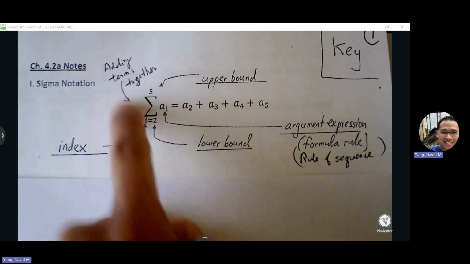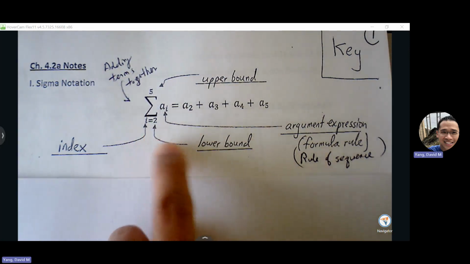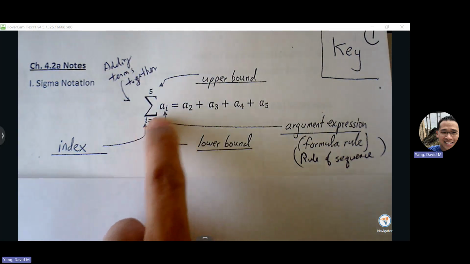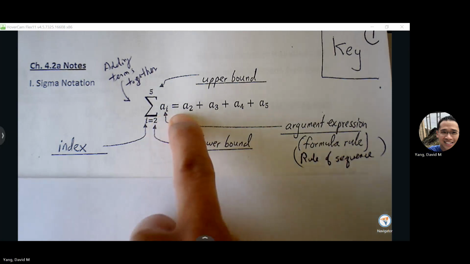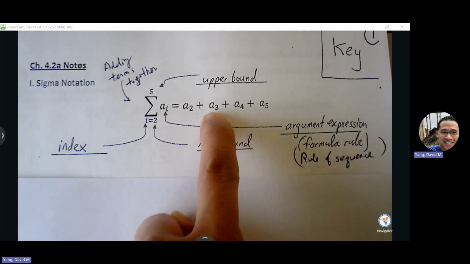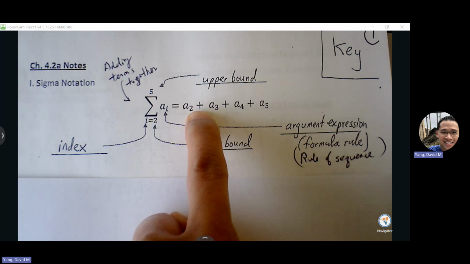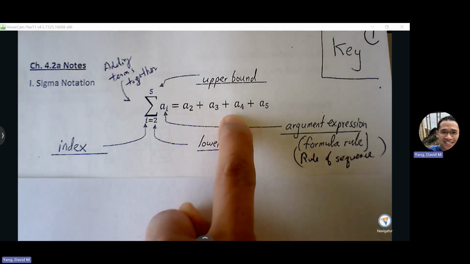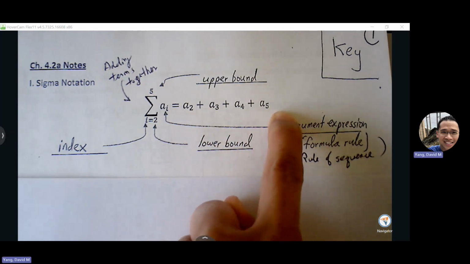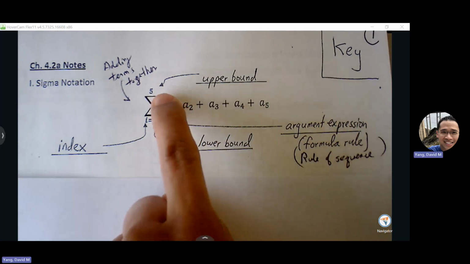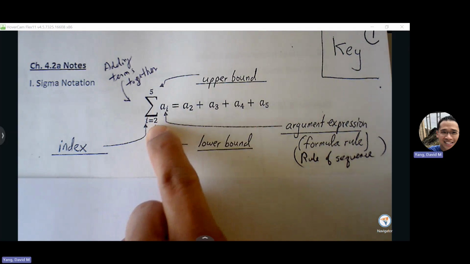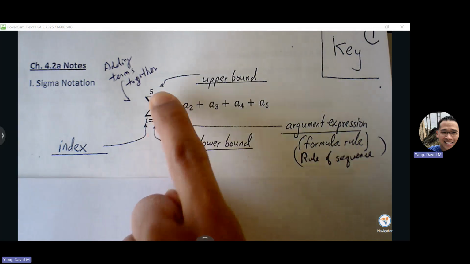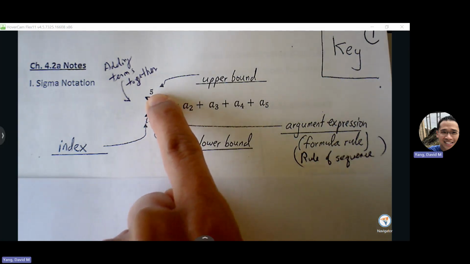So we're adding a bunch of terms together. So 2 is going to be the first value that you insert into the expression. And then you're always going to increment by 1. So if we start at 2, then the next term is going to be a sub 3. And we're going to be adding the terms together. Then the next thing will be a sub 4, then a sub 5, then a sub 6. But we stop at this upper bound value. So this is the first value of I. This is the final value of I.